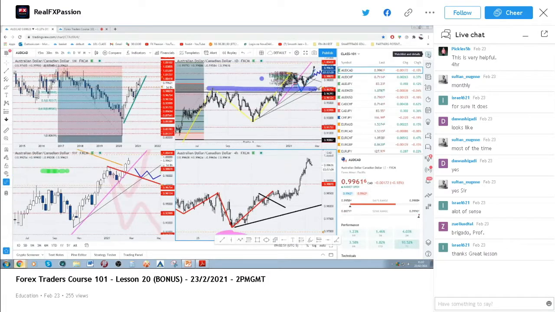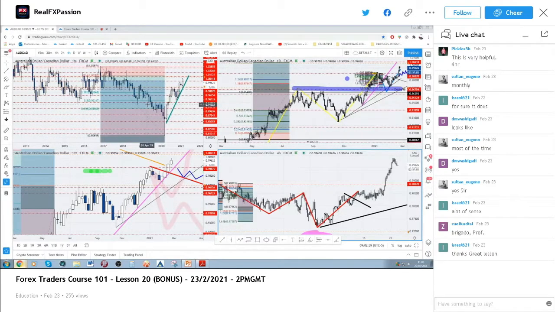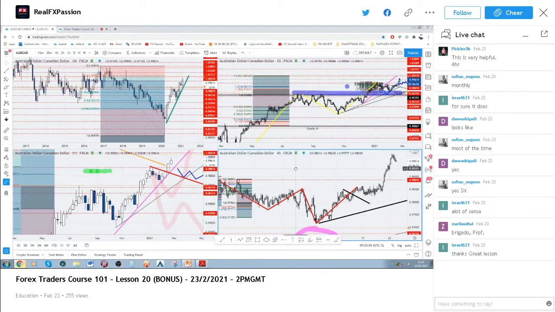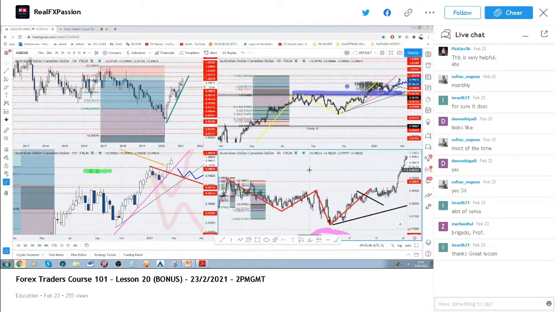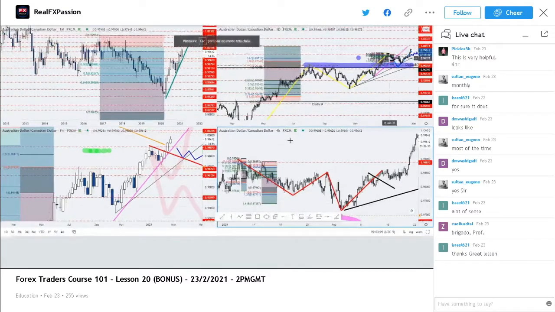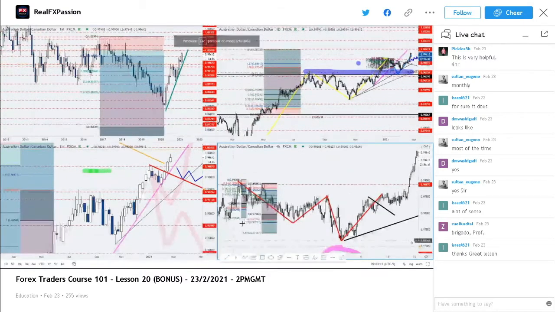Okay, so we're going to delete everything. AUD CAD, or Euro New Zealand, Euro AUD, Euro Dollar. Remember, what we are going to do on AUD CAD, we are going to do the same on all currency pairs, everybody. Make sense? I have a 20 seconds delay on the chat, so type in the chat, everybody, the currency pair of your choice.